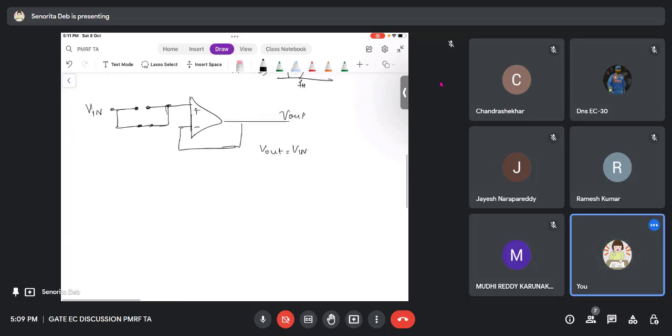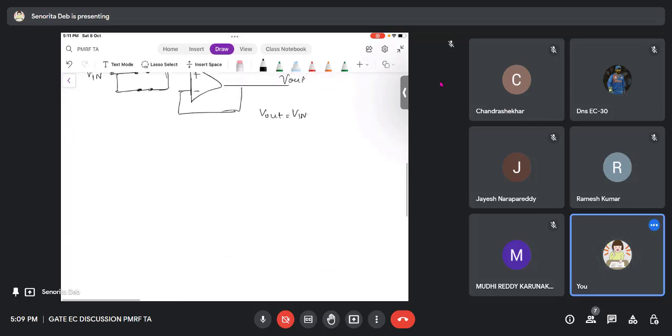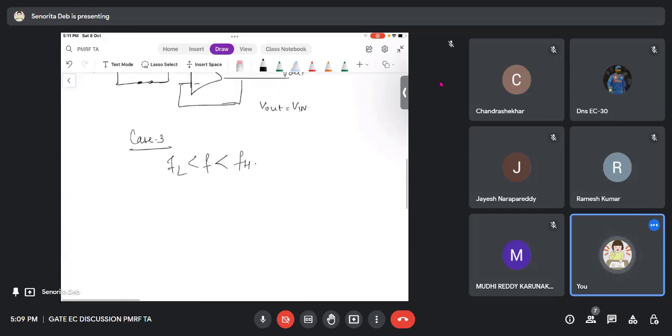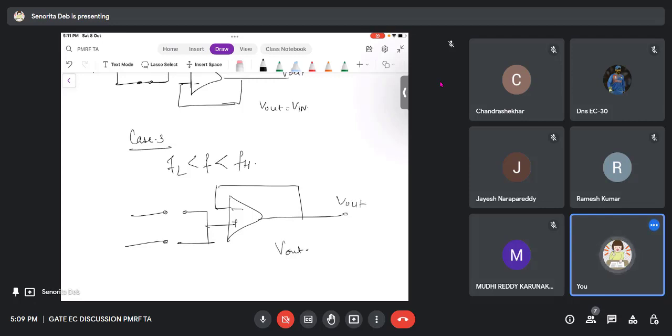Case 3, where F is between FL and FH. If F is between FL and FH, you can see that it is in this region, and therefore both the filters are going to be off. This is off, this is off. So V out is nothing. Here I am not getting any input. V out is 0.